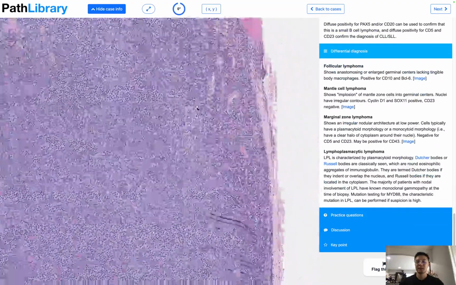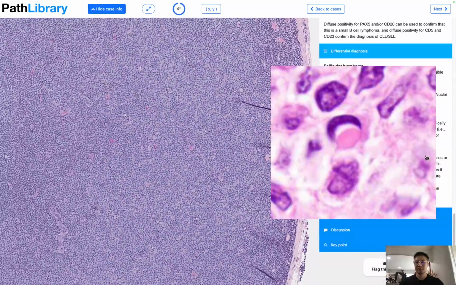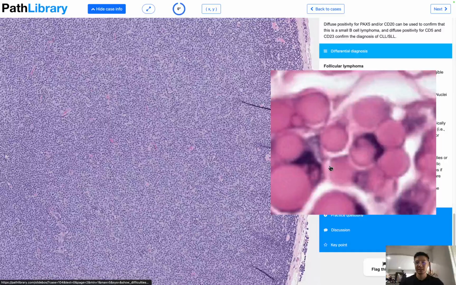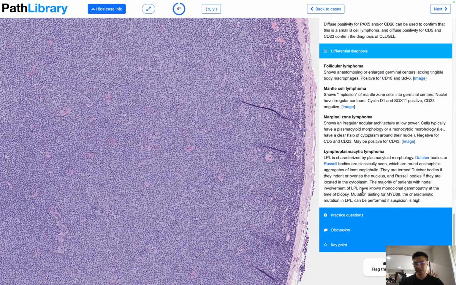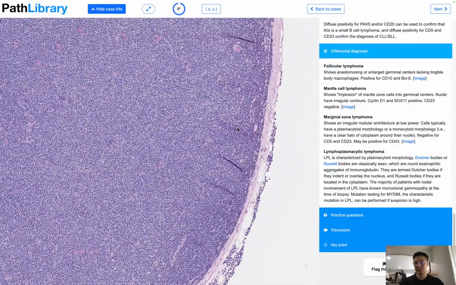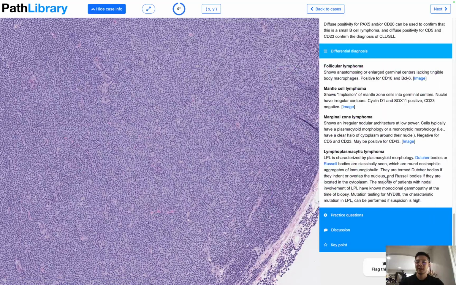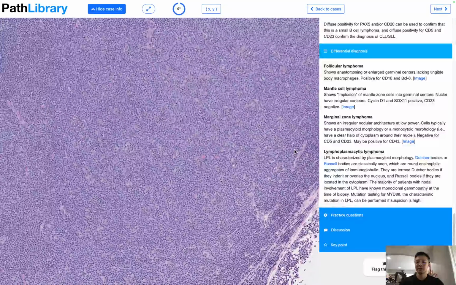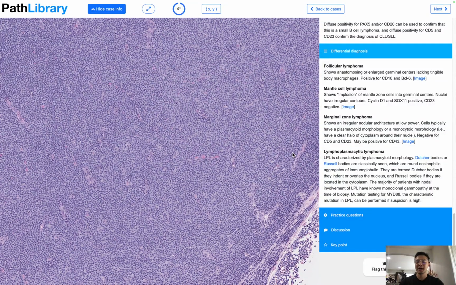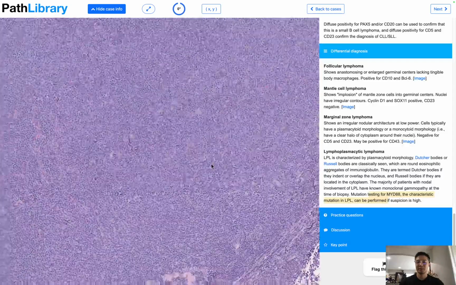Lymphoplasmacytic lymphoma, LPL, is characterized by plasmacytoid morphology. Dutcher bodies or Russell bodies are classically seen, which are round eosinophilic aggregates of immunoglobulin. They're constipated, so to speak, plasma cells. They are termed Dutcher bodies if they indent or overlap the nucleus, as we can see here, and Russell bodies if they are located in the cytoplasm. The majority of patients with nodal involvement of LPL have known monoclonal gammopathy at the time of biopsy, which you can tell by doing a serum protein electrophoresis, SPEP. Mutation testing for MyD88, the characteristic mutation in LPL, can be performed if suspicion is high.